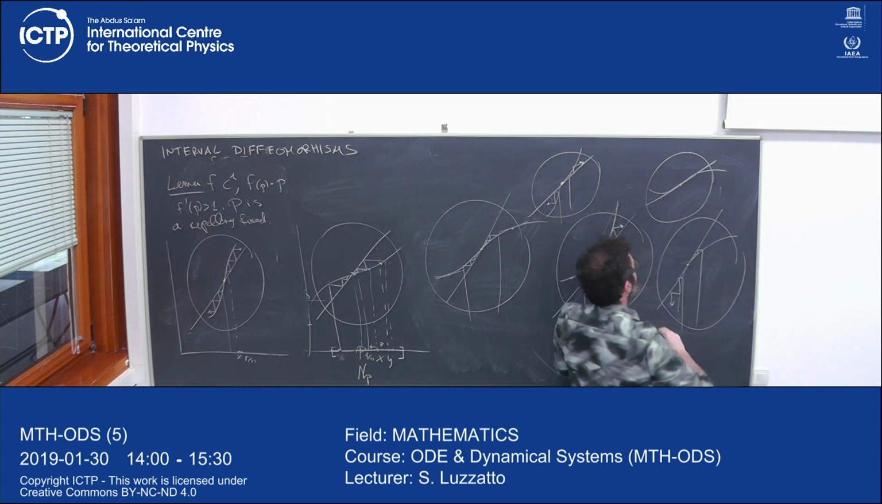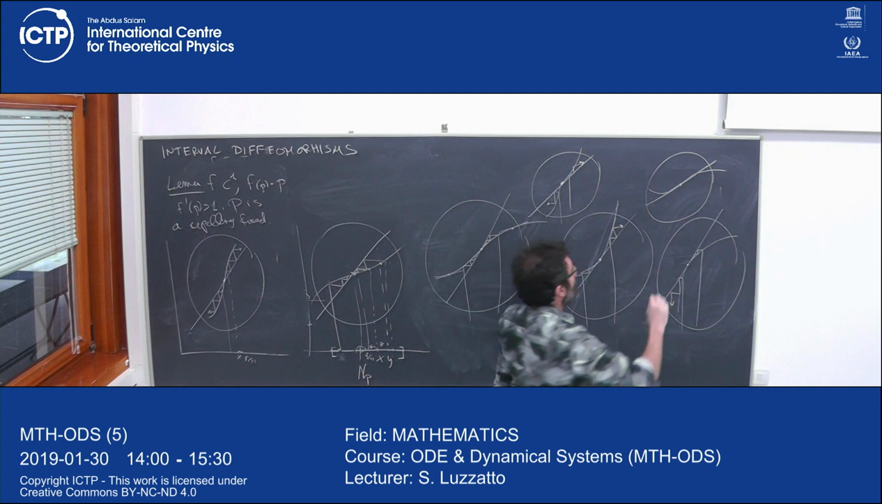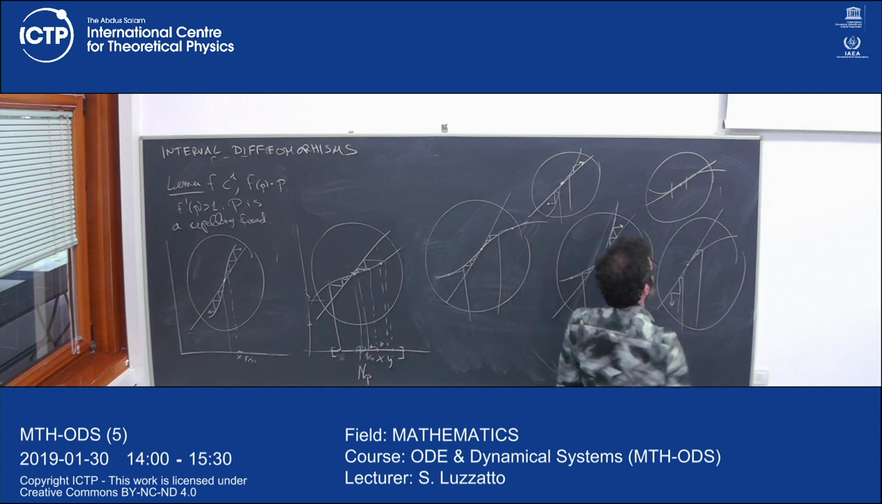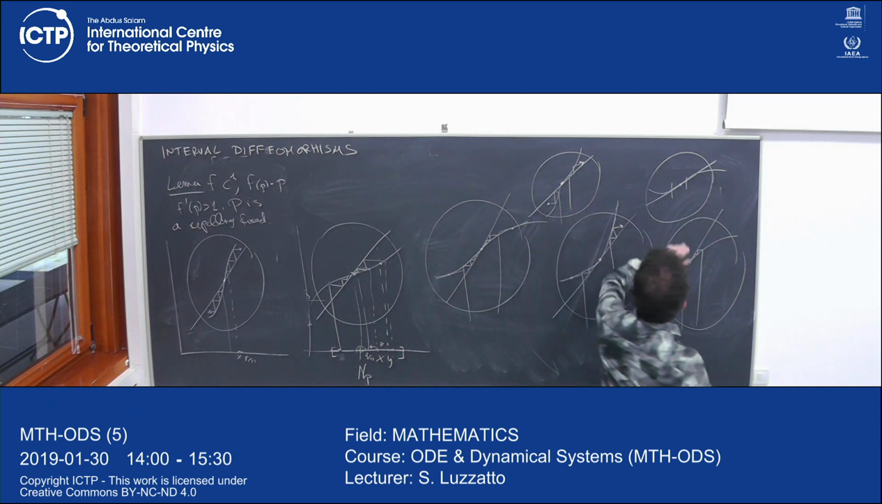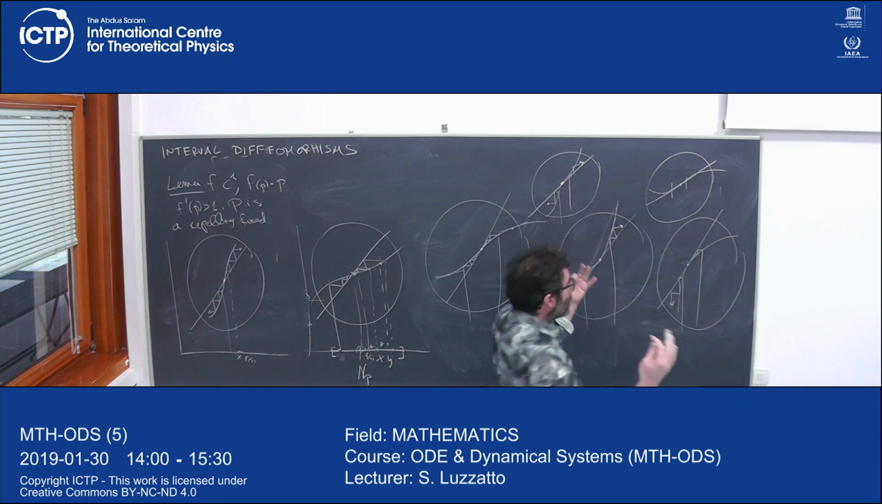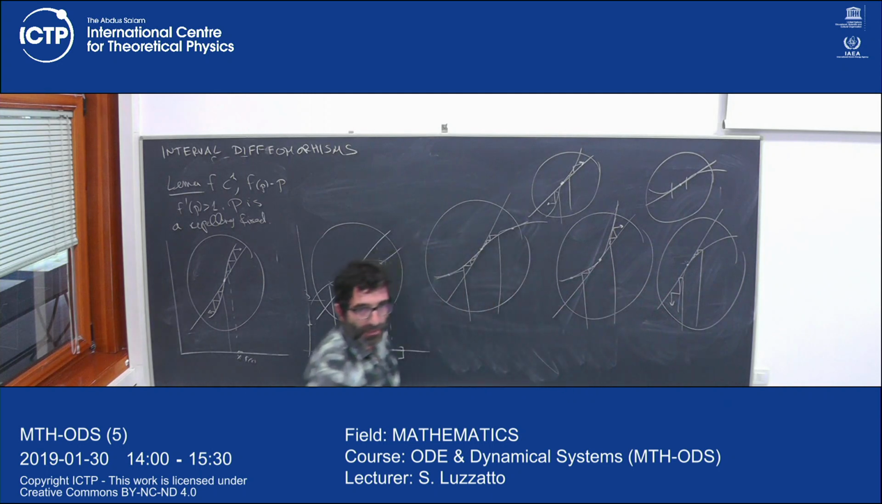And of course in this case the points are neither attracting nor repelling, because if you take a neighborhood of this fixed point, the other points are all fixed, so they're not converging to this particular fixed point P, neither in forward time nor backward time.